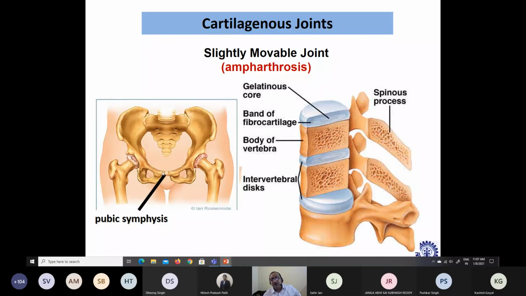Actually, this joint consists of very strong cartilages, and they form a joint which is very slightly movable. The other slightly movable joints are shown in the vertebral column, as you can see, intervertebral discs, and you have the band of fibrocartilage. So in between the vertebrae, you have the slightly movable joints.